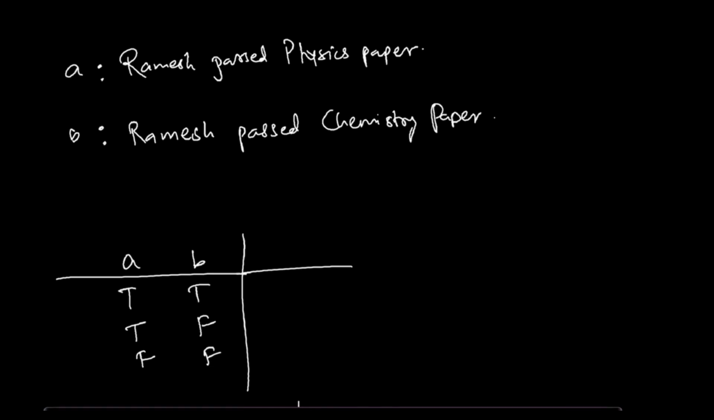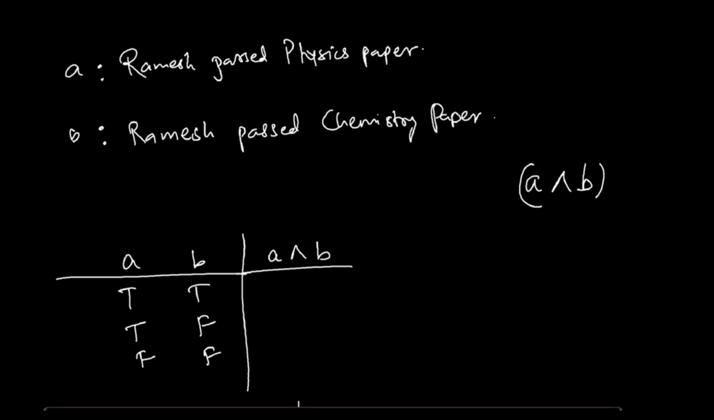So you have these 2 propositions A and B, where A is Ramesh passed the physics paper and B is Ramesh passed the chemistry paper. Now, what is required for Ramesh to pass the examination as a whole is that he must pass these individual papers also. In this scenario, it makes sense if these 2 propositions A and B are combined using a conjunction. So this is A and B.